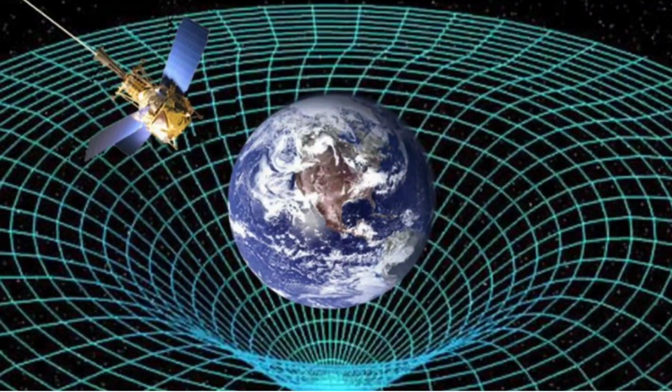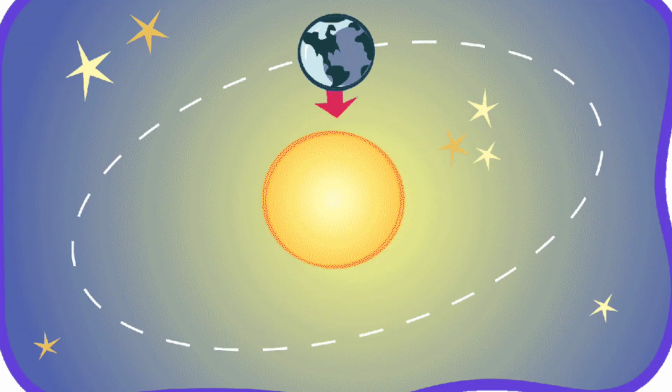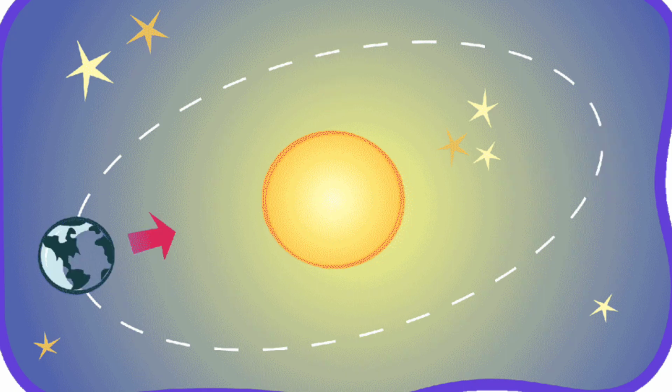Gravity is very important to us. We could not live on Earth without it. The sun's gravity keeps Earth in orbit around it, keeping us at a comfortable distance to enjoy the sun's light and warmth. It holds down our atmosphere and the air we need to breathe.